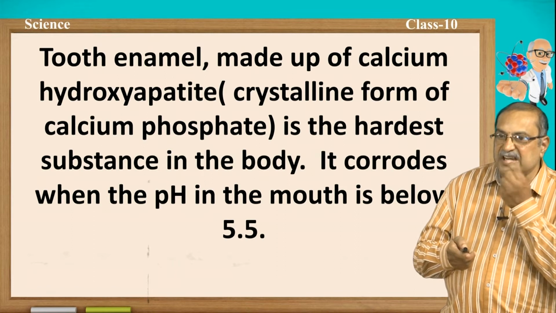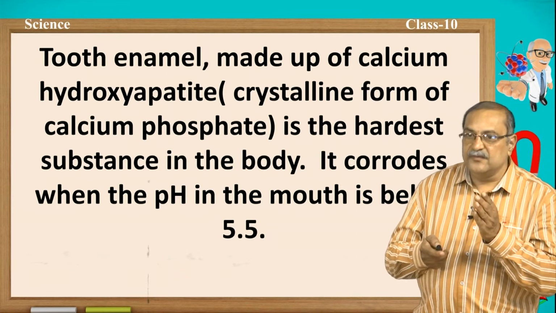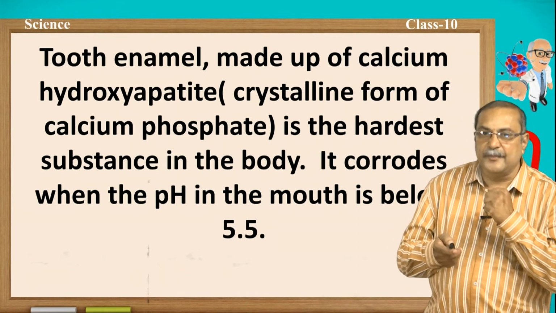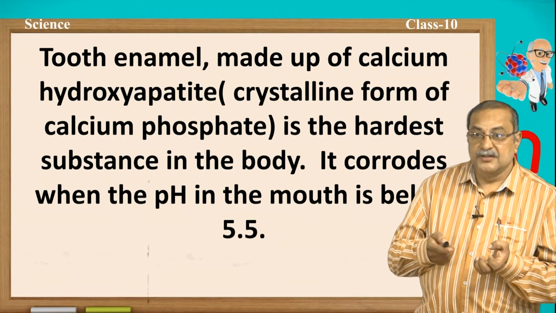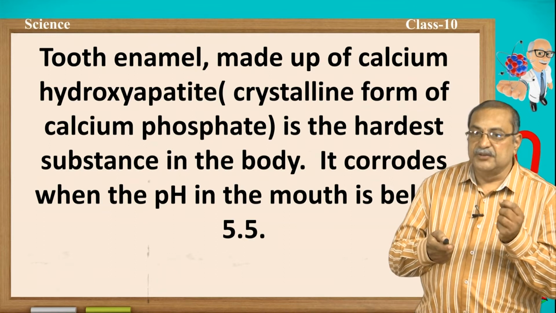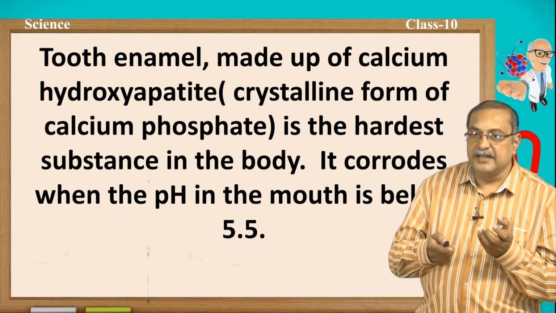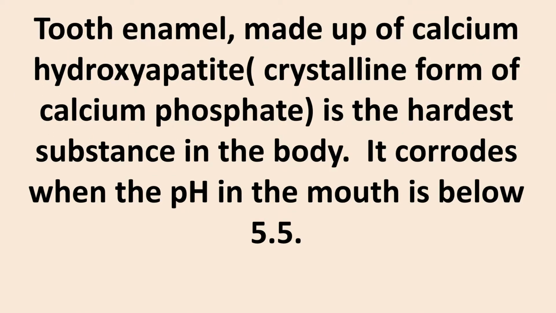Tooth enamel, that shining part of the tooth, is made up of calcium hydroxyapatite. It is a crystalline form of calcium phosphate, so it is very hard. Even though it is the hardest substance in the body, it is corroded when the pH in the mouth falls below 5.5. The pH value plays a very important role here.